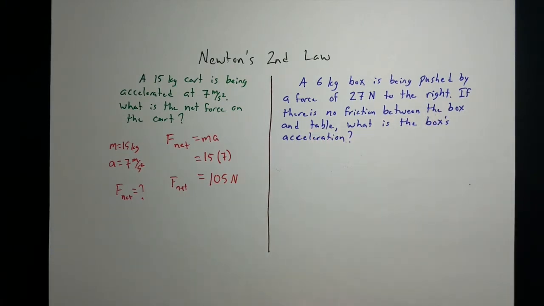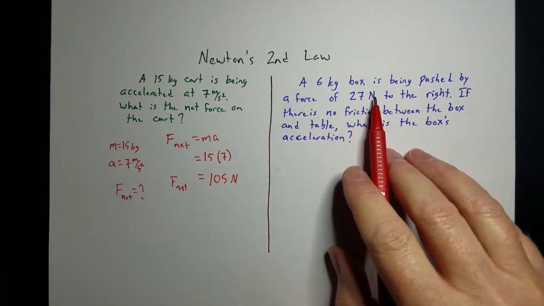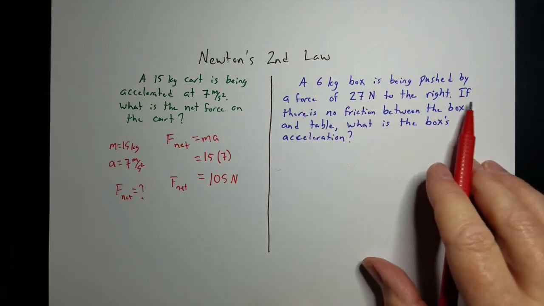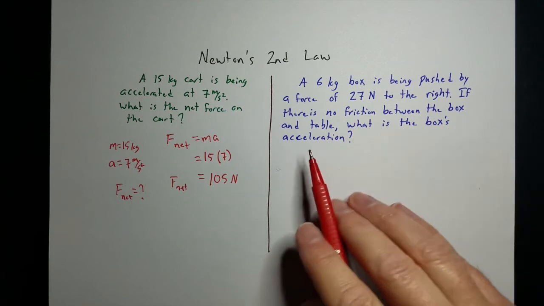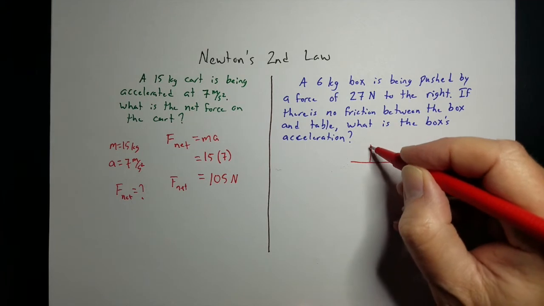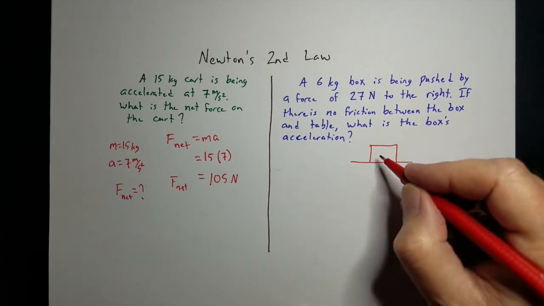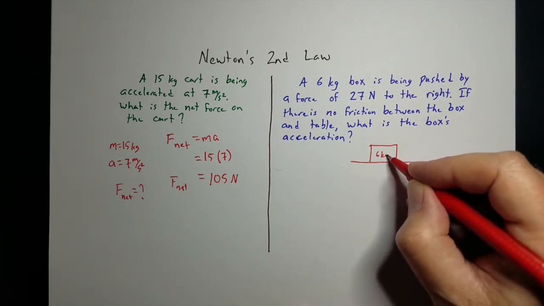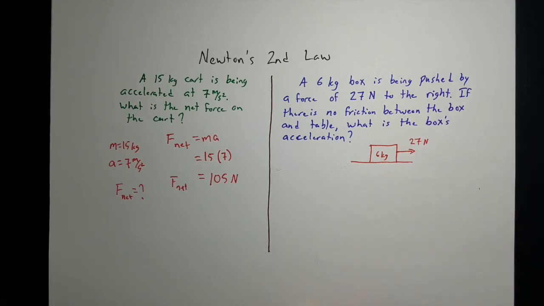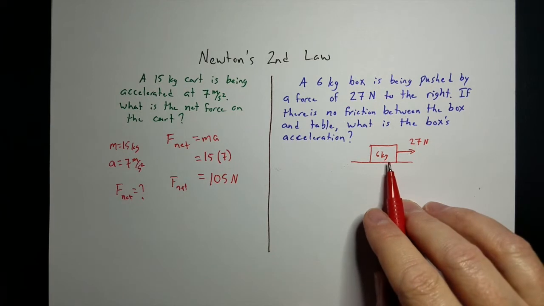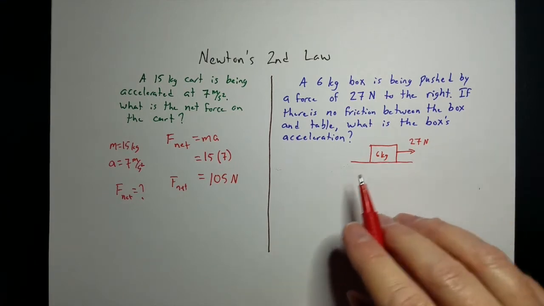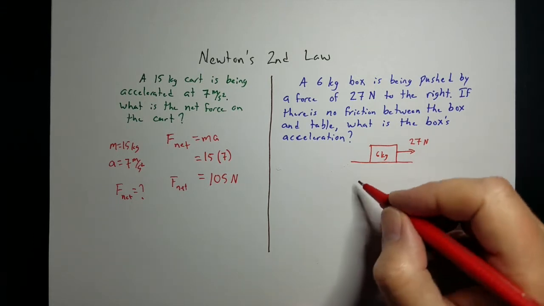Now let's look over here at this blue one. A 6 kilogram box is being pushed by a force of 27 newtons to the right. If there's no friction between the box and the table, what's the box's acceleration? So sometimes it's better to make a picture of the situation. And so there's the picture. We got a force pushing the box to the right. The box is 6 kilograms, and there's no friction, so we don't have to worry about anything else.